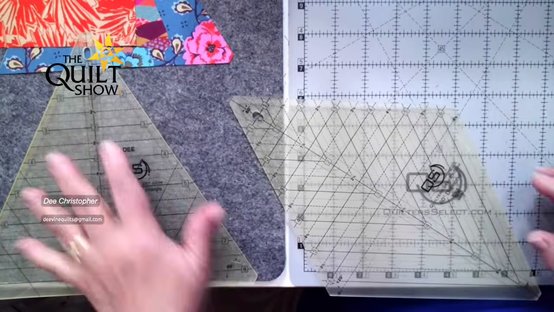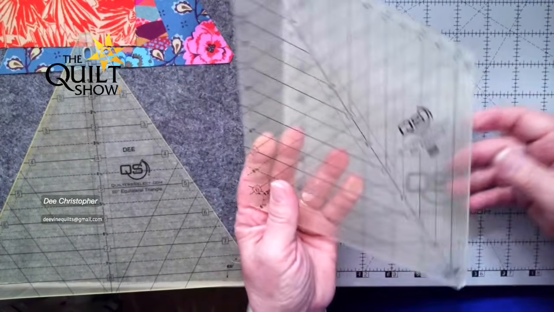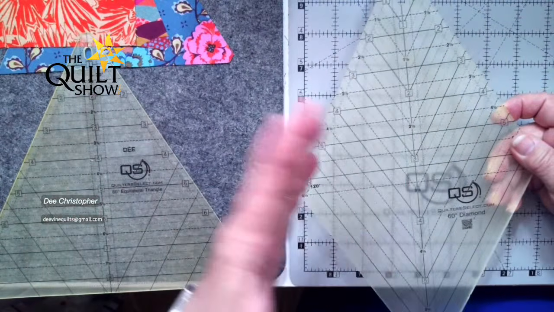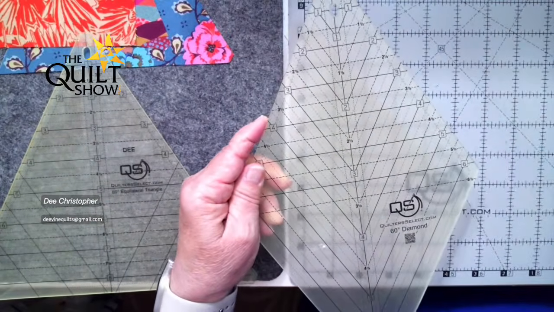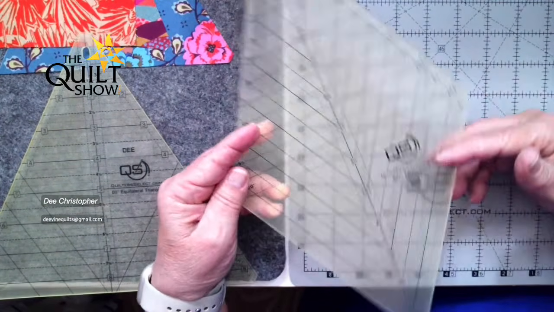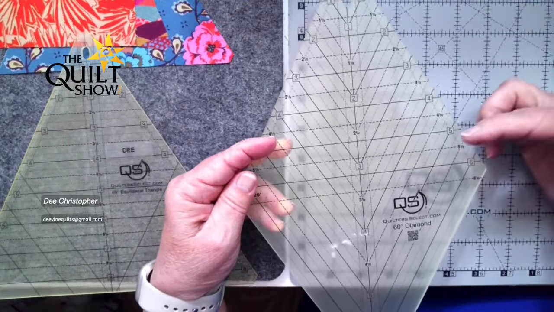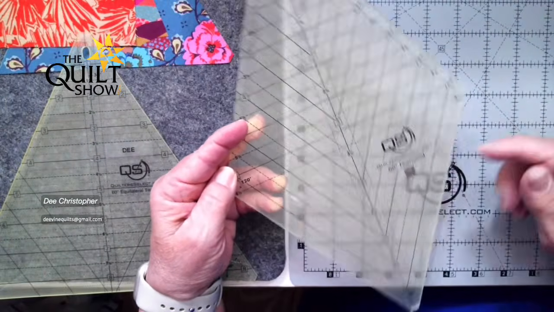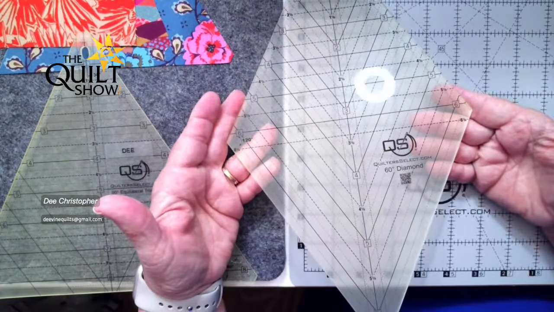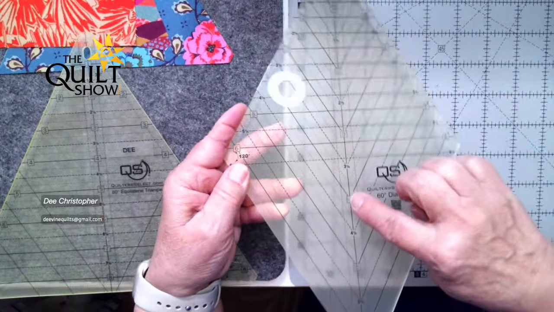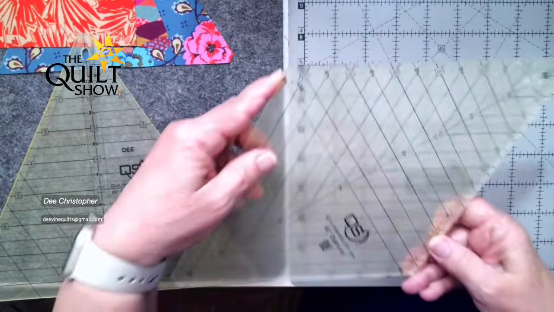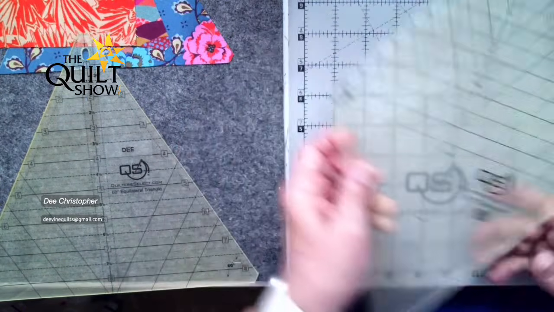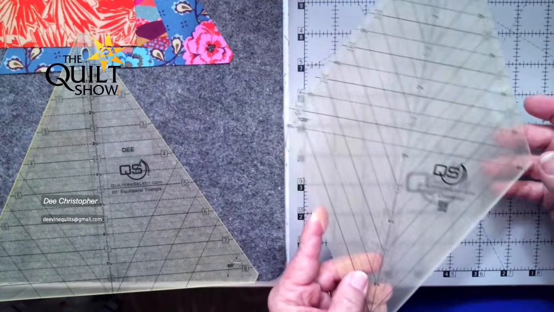So 60-degree equilateral triangle. Then they came out with this. So if you don't have this one, and you think you'd like to have a 60-degree ruler, this one might be even a better choice, because it also has the 60-degree triangle, but it's also a diamond cutter, and you can cut your diamonds out of it. And when you're cutting diamonds, you're cutting it by the lines that run through there. So I just wanted to share with you those two rulers.